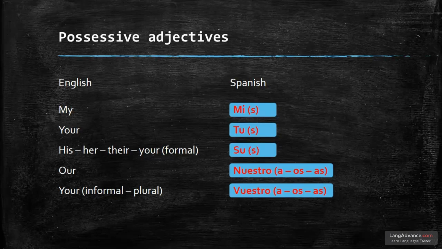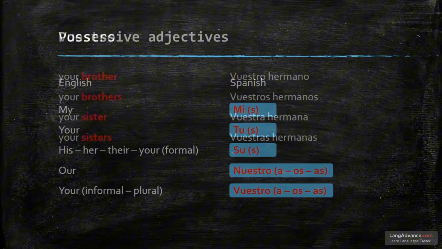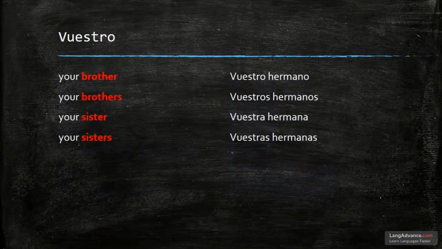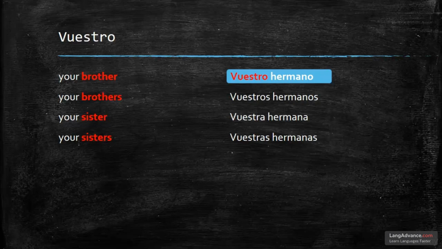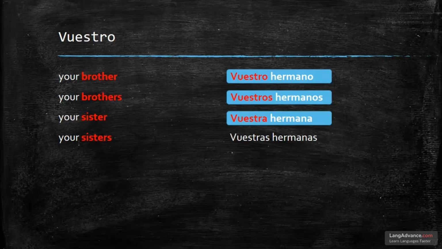Similarly, vuestro, which is the translation for your in an informal plural setting, has 4 forms. So your brother is translated as vuestro hermano. Your brothers becomes vuestros hermanos. Your sister translates to vuestra hermana. Your sisters is vuestras hermanas.